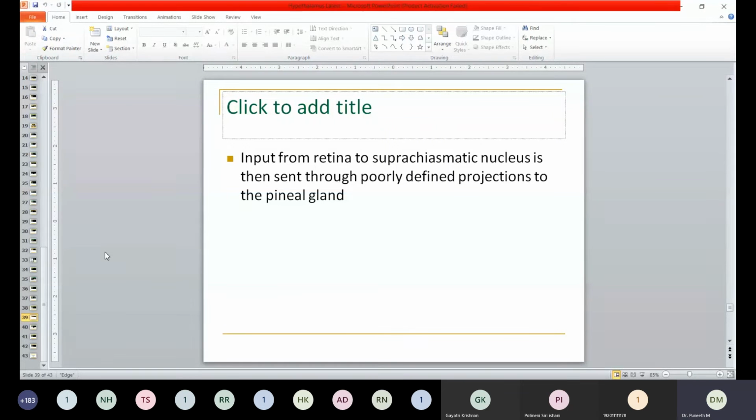So during the day, when the signals are going from the retina to the suprachiasmatic nucleus, the pineal gland will stop producing melatonin, or it will produce it in very small quantity. Whereas during darkness, the light impulses are not going to the suprachiasmatic nucleus, so the pineal gland will receive signals and start producing more and more melatonin.